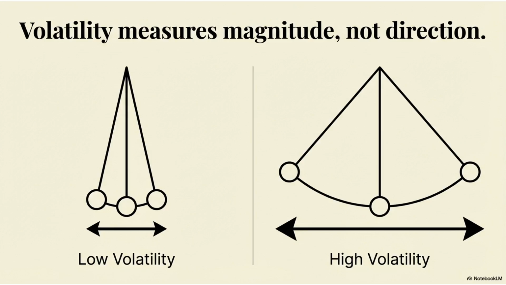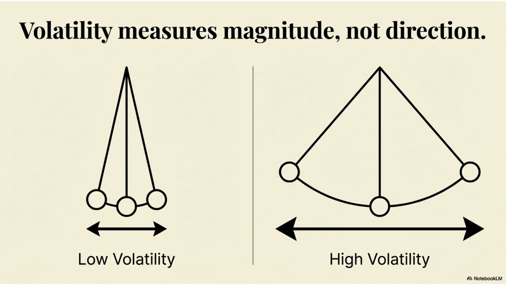So, starting with the definition. Volatility is simply a measure of risk and uncertainty. The most common mistake people make when defining volatility is assuming volatility means failure or crash. That's false. Volatility only measures the magnitude to which a stock will move, not the direction.